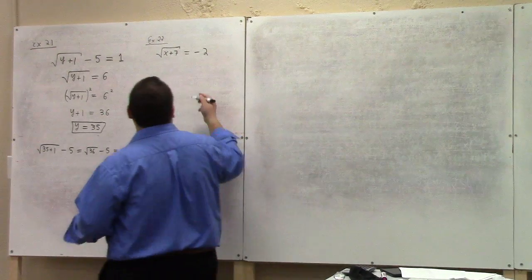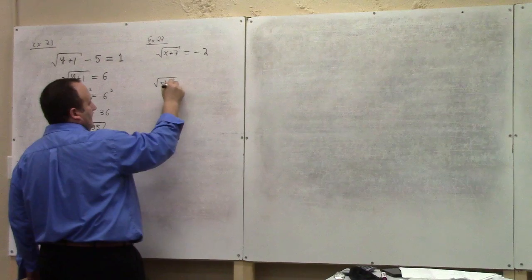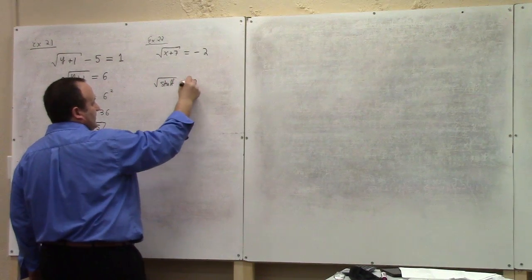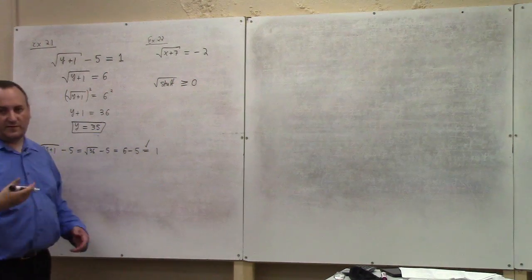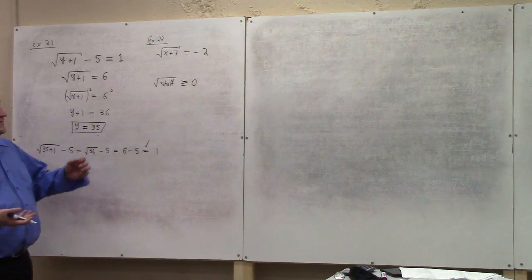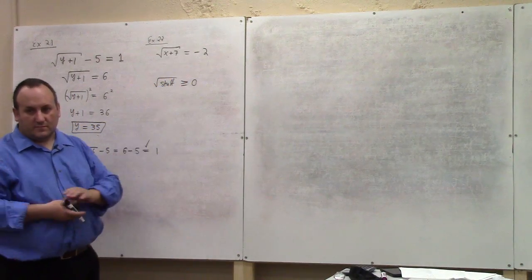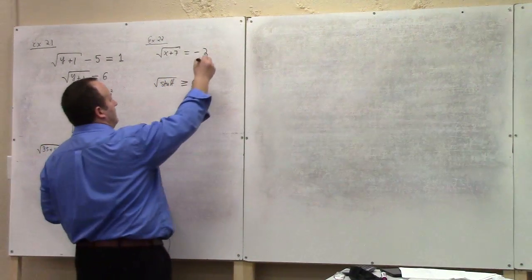Because the square root of anything, of stuff, has to be greater than or equal to 0. The square root for us, by definition, is a non-negative quantity. If you try to solve an equation with square root equal to a negative number, no solution.